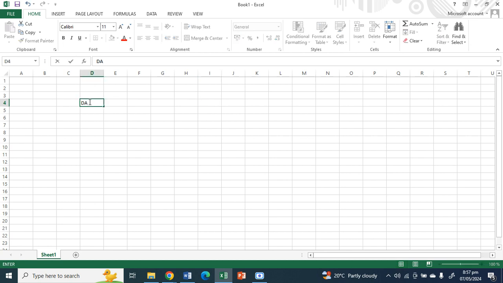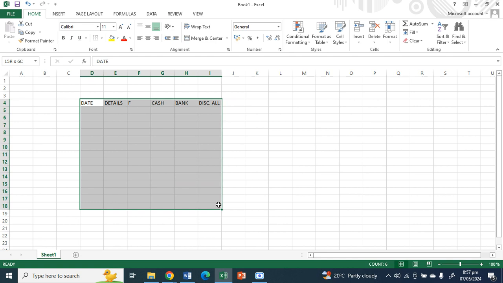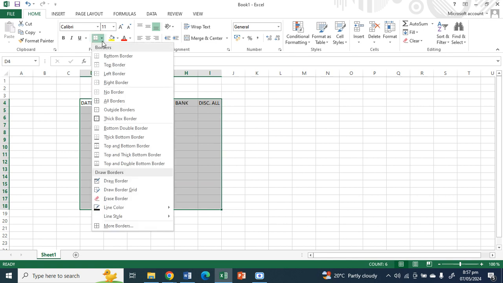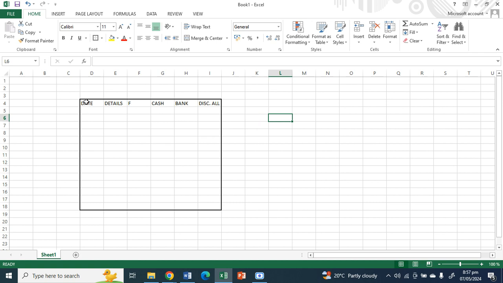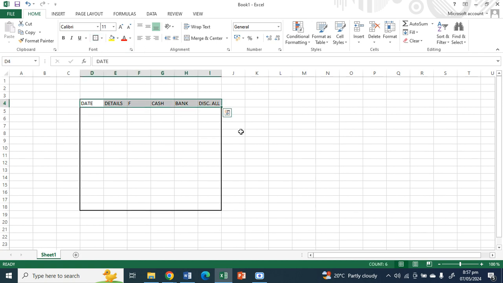Date, details, folio, cash, bank, discount allowed. All right, so this is the debit side of the 3-column cash book. So I'll highlight it as okay, debit side. I'll highlight it in yellow.